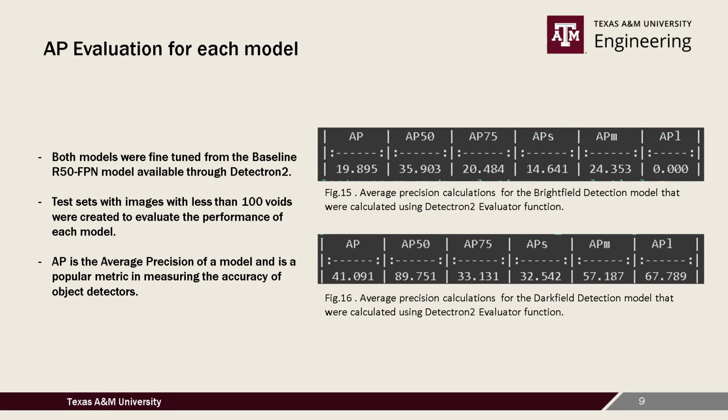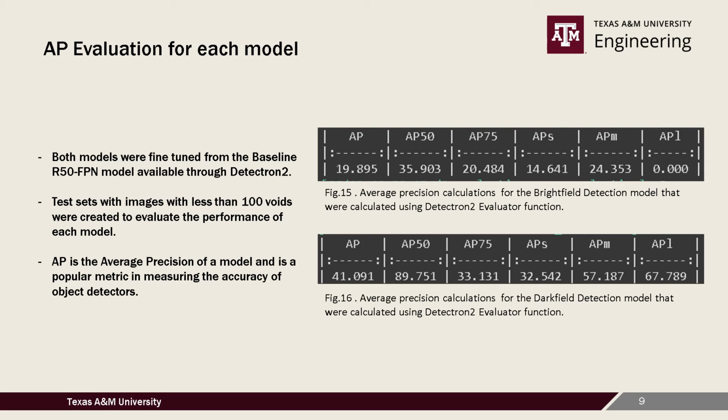Test sets with images less than 100 voids were created to evaluate the performance of each model. AP is the average precision of a model and is a popular metric in measuring the accuracy of object detection models. Figure 15 and 16 are the average precisions calculated using the evaluator function in Detectron 2. In comparing the APs, the dark field detection model very much outperformed the bright field detection model.